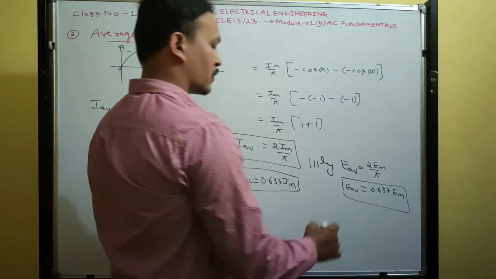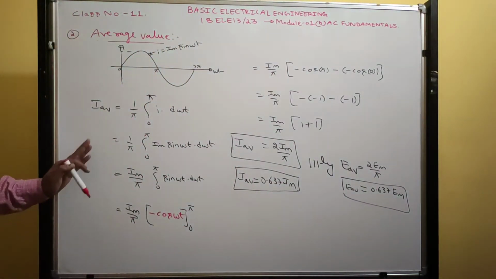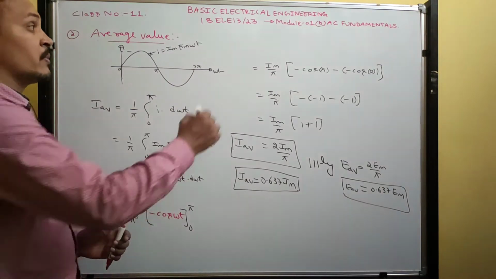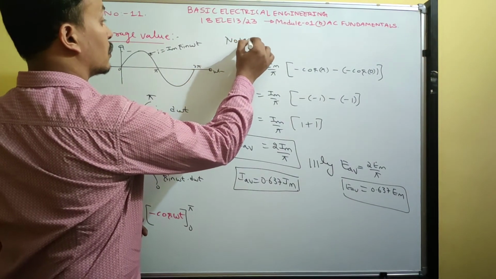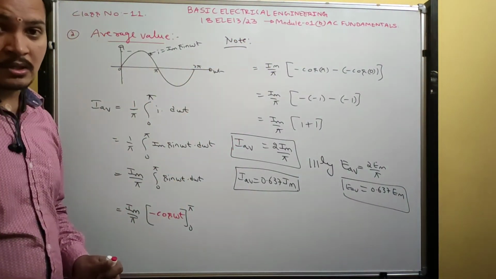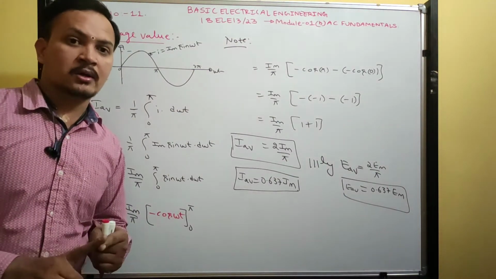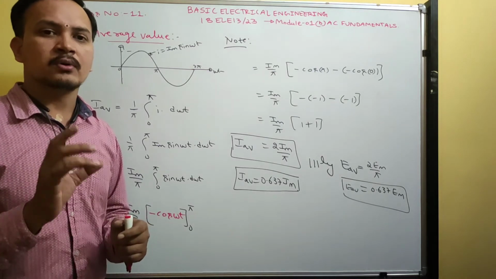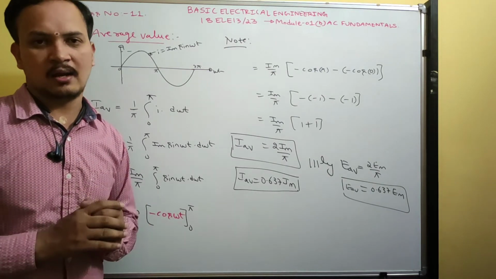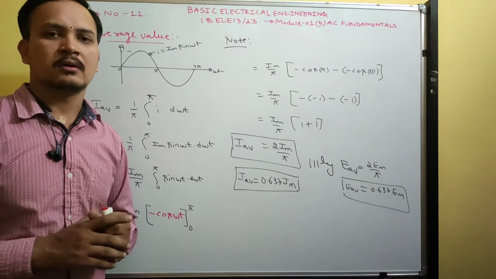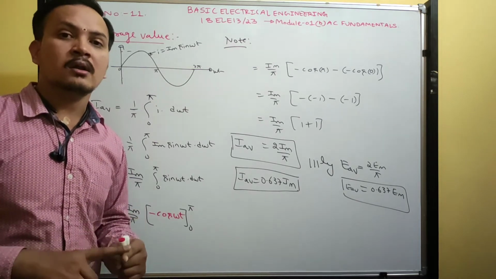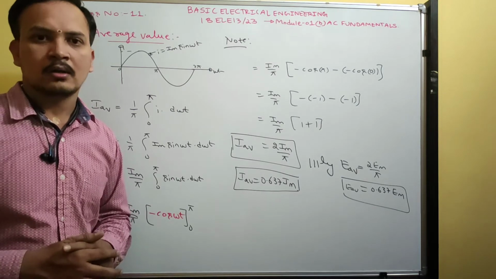If the quantity is voltage, or if the quantity is current, we can write like this. Understood guys? Remember, note what I have given. If the waveform is symmetric, to compute the average value, take only half cycle. If it is unsymmetric, compute the average value over one cycle, because a periodic waveform may be symmetric or unsymmetric. Got it?